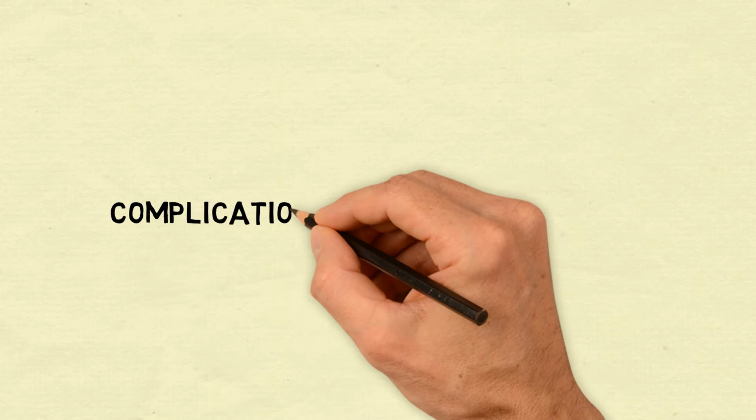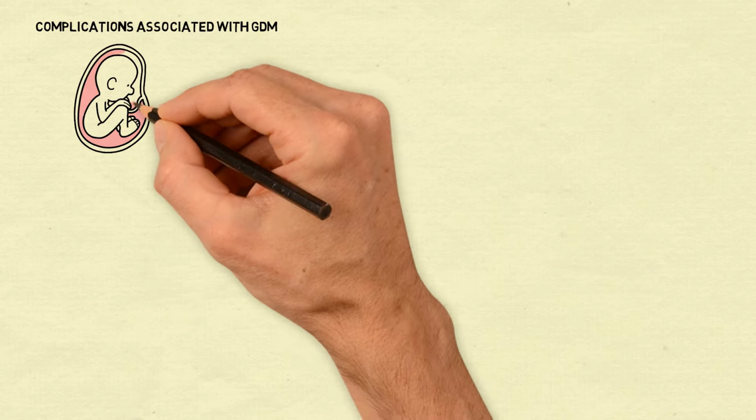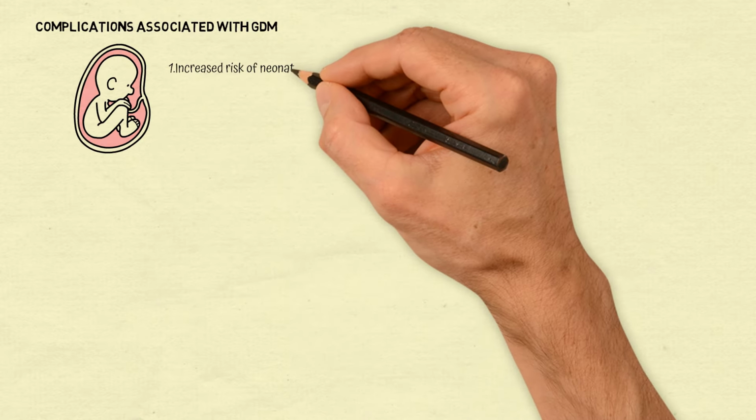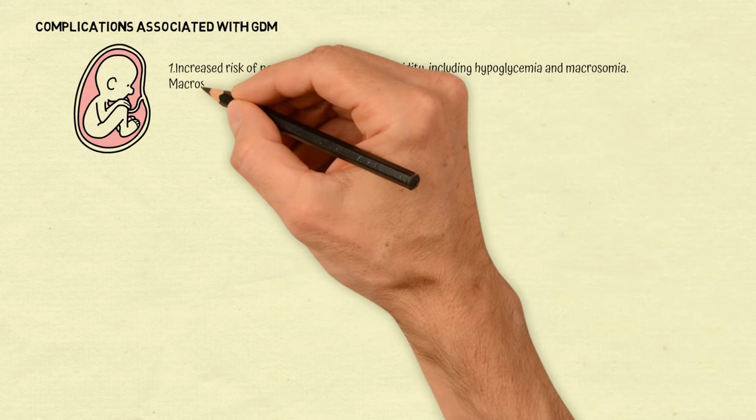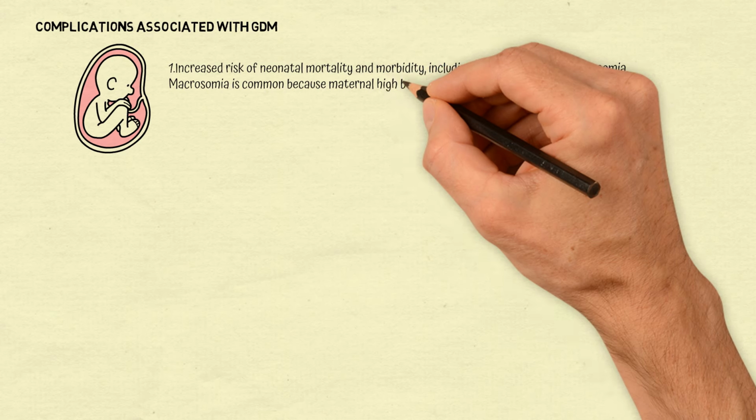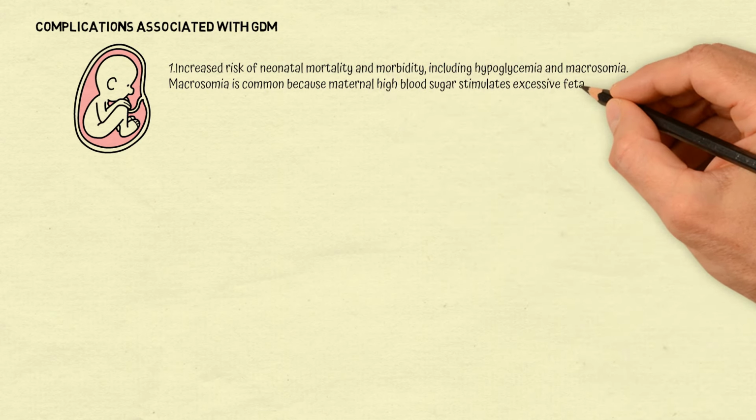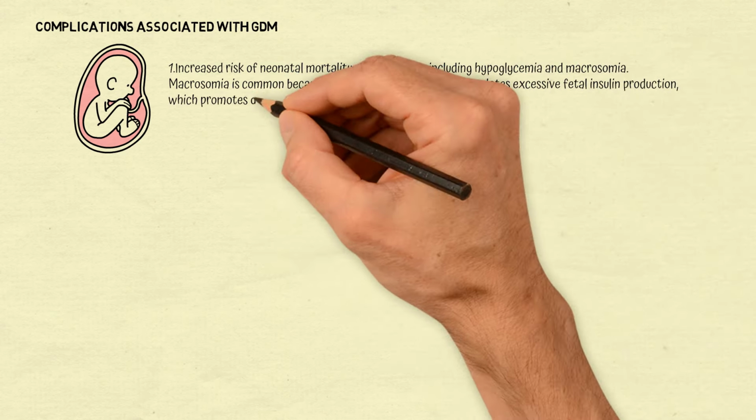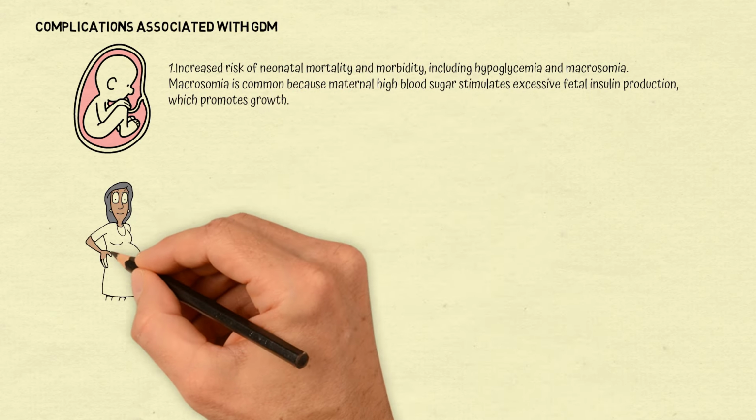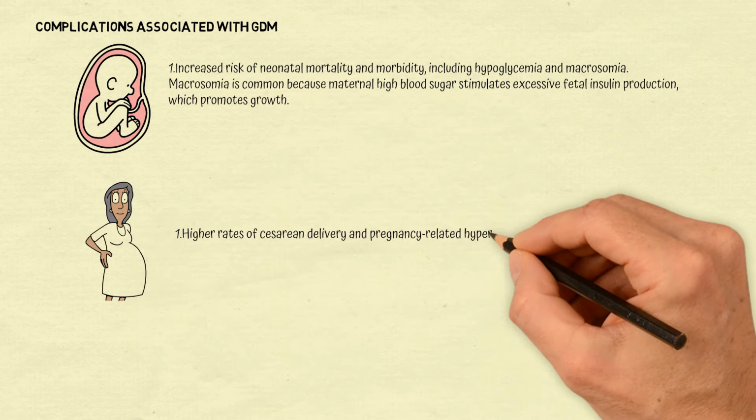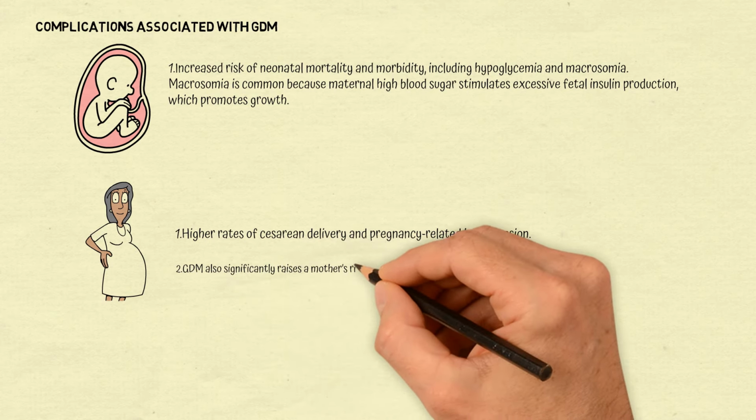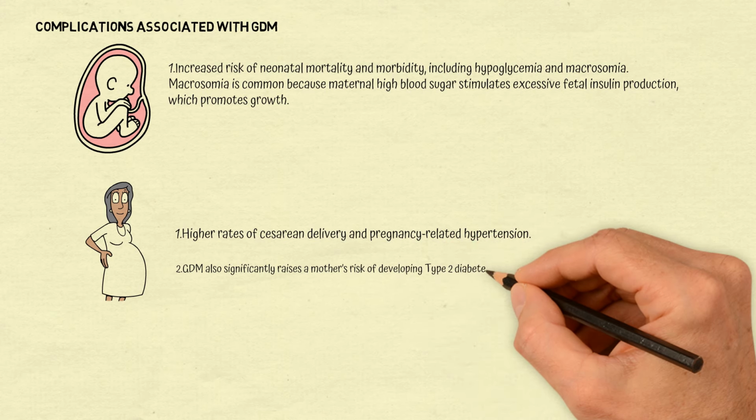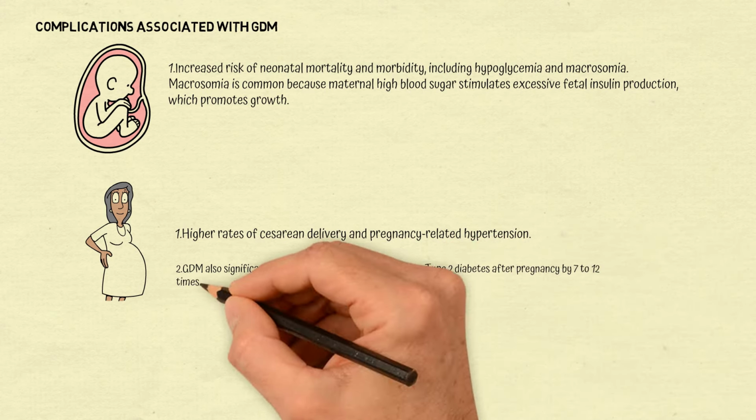GDM can lead to complications for both the baby and the mother. 1. Increased risk of neonatal mortality and morbidity, including hypoglycemia and macrosomia. Macrosomia is common because maternal high blood sugar stimulates excessive fetal insulin production, which promotes growth. 2. Higher rates of cesarean delivery and pregnancy-related hypertension. 3. GDM also significantly raises a mother's risk of developing type 2 diabetes after pregnancy by 7 to 12 times.